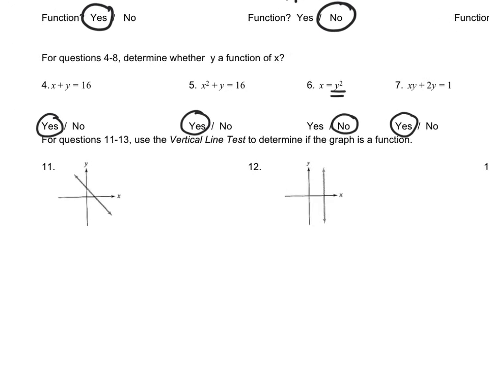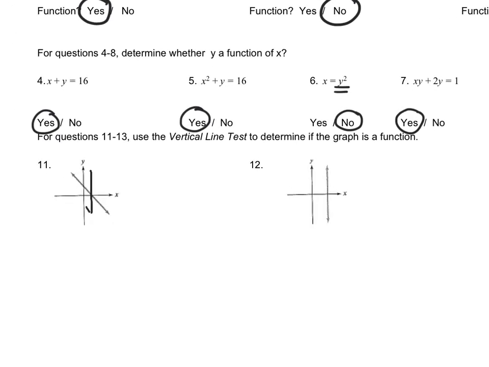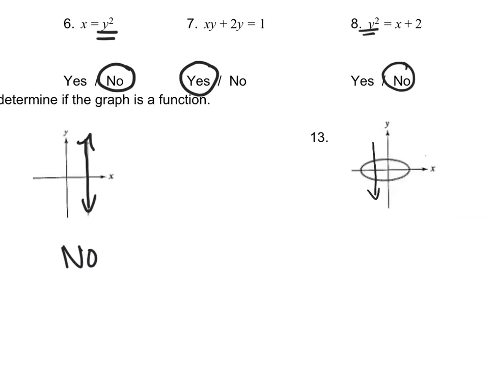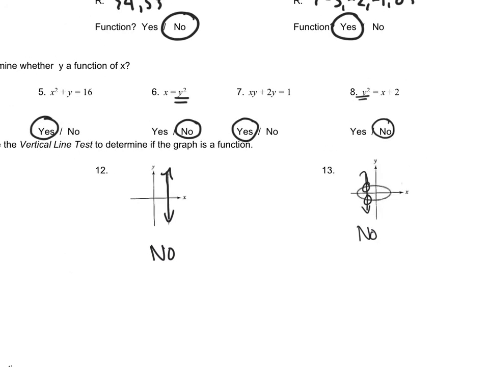All right, so vertical line test. It can only touch it one time. So yes, this is. This goes over the whole line, so it's no. 13, sorry about that, guys. It touches it twice, so it too is no.